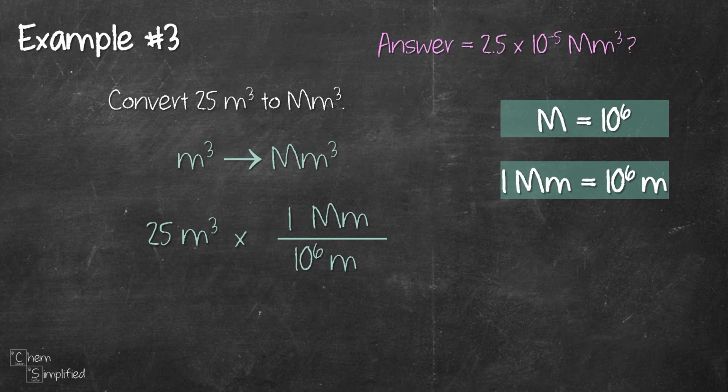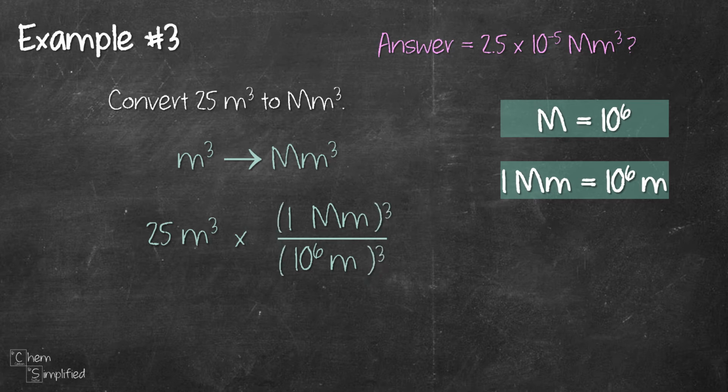So far it's the same steps as the previous example, but now notice that the unit for 25 is meter cube. So that means we need to cube everything as well, so that meter cube will cancel off meter cube, like this. So let's simplify.